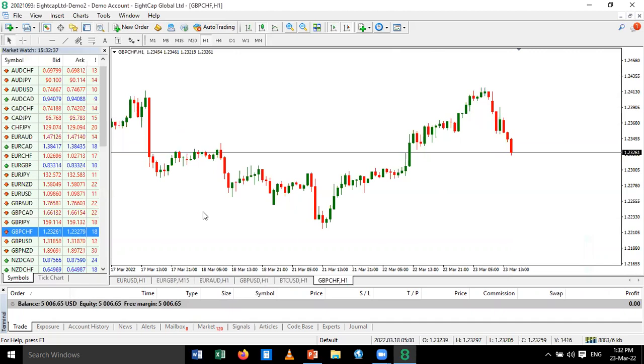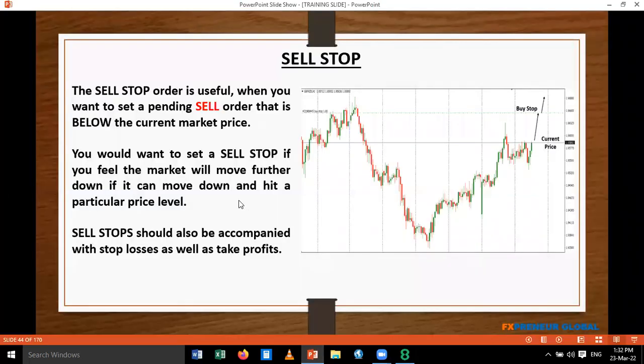Talking about the different types of order: stop loss, buy order, sell order. Talking about the pending orders, you have the buy limit, buy stop, sell limit, sell stop. And for the exit order, talking about the take profit and the stop loss. All right, so this is it about types of order.